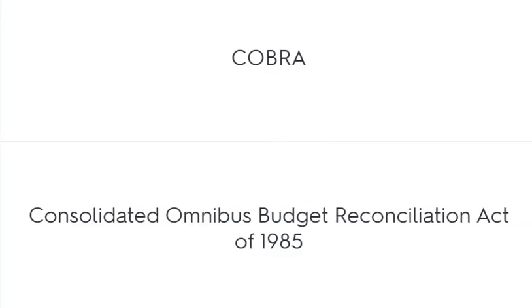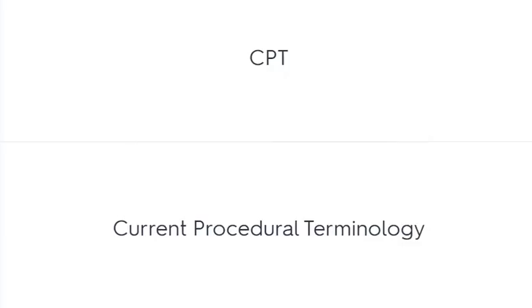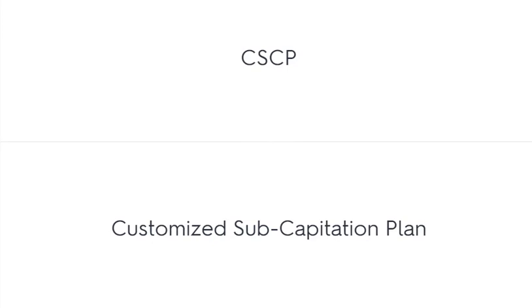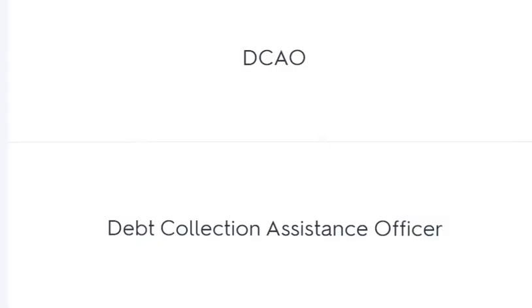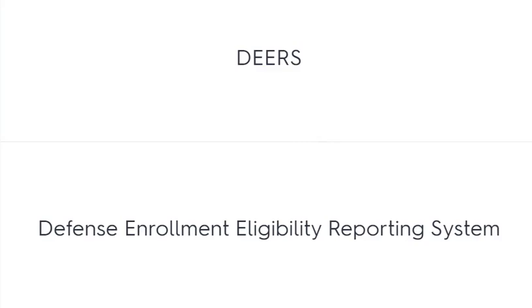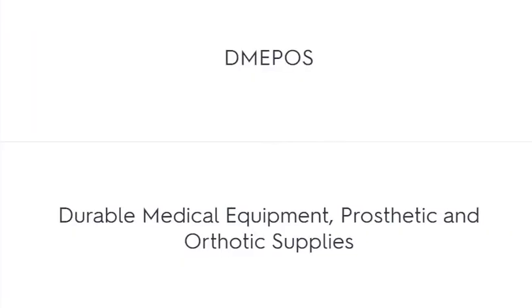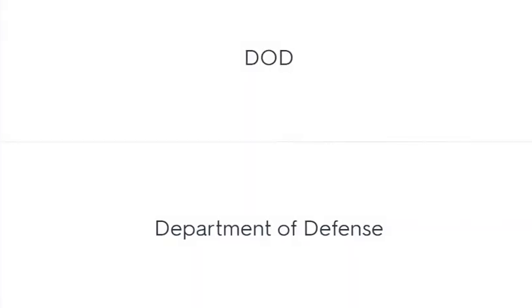COBRA, Consolidated Omnibus Budget Reconciliation Act of 1985. CPC, Certified Professional Coder. CPT, Current Procedural Terminology. CRI, CHAMPUS Reform Initiative. CSCP, Customized Subcapitation Plan. CT, Computed Tomography. DCAO, Debt Collection Assistance Officer. DEERS, Defense Enrollment Eligibility Reporting System. DME, Durable Medical Equipment. DMEPOS, Durable Medical Equipment, Prosthetic and Orthotic Supplies. DMERC, Durable Medical Equipment Regional Carriers. DoD, Department of Defense.